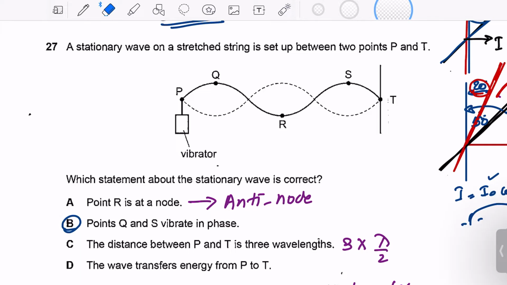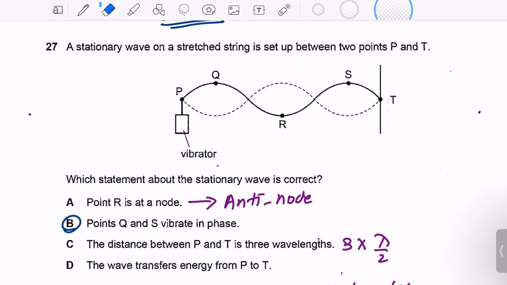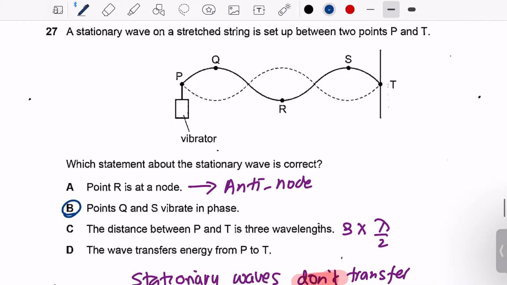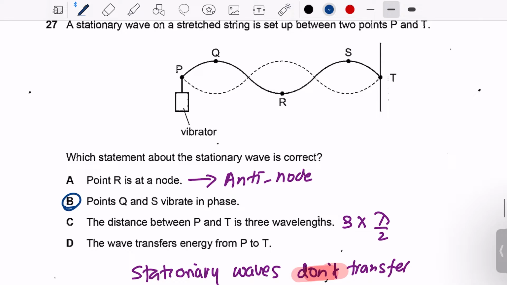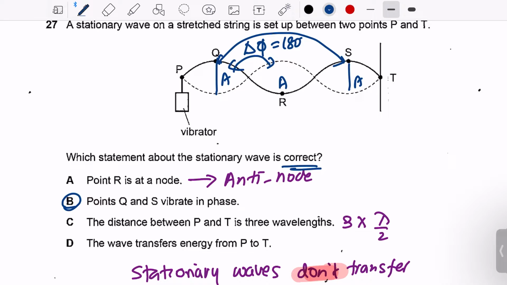Now let's try question number 27. A stationary wave on a stretched string is set up between 2 points P and T. They ask which statement is correct. We know these are called antinodes. This is an antinode, this is an antinode. And any 2 points between these two, the phase difference is 180. We know that. And any points in the next loop, the one after, the phase difference is 0. They are in phase. Any 2 points in these loops.